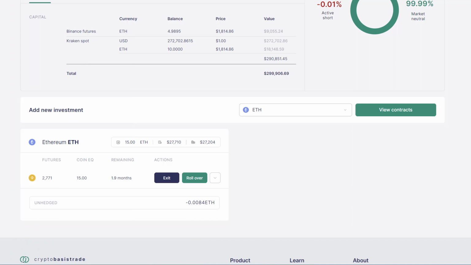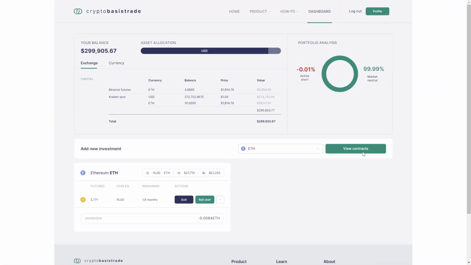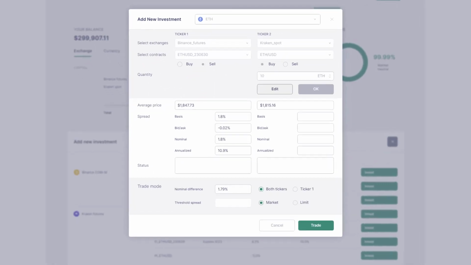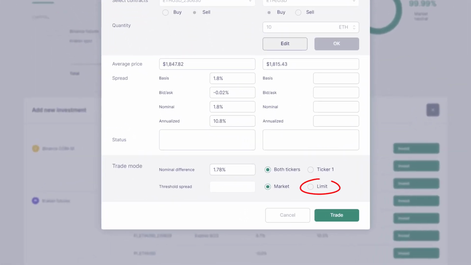Let's invest another 10 Ether into the basis trade. This time, we will use limit trade mode to optimize the spread. For example, we can set the limit to 1.8%. The trader will calculate the effective spread and the required number of futures contracts in real time. It will place market orders for both instruments only when the effective spread exceeds the threshold.